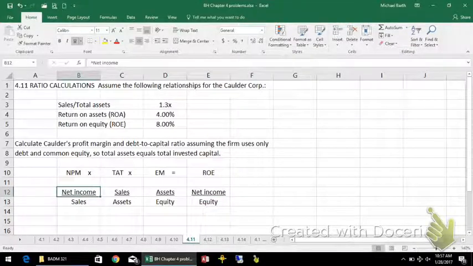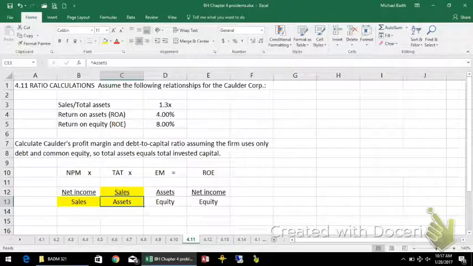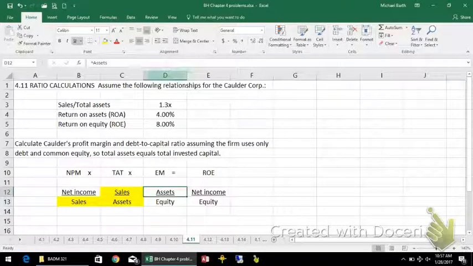Net income over sales times sales over assets. Sales drops out, all right? So if you multiply this ratio times this ratio, you get net income over assets. And then if you multiply again times assets, sales over assets times assets over equity, you'd have net income over equity. Okay, so that's the DuPont equations.